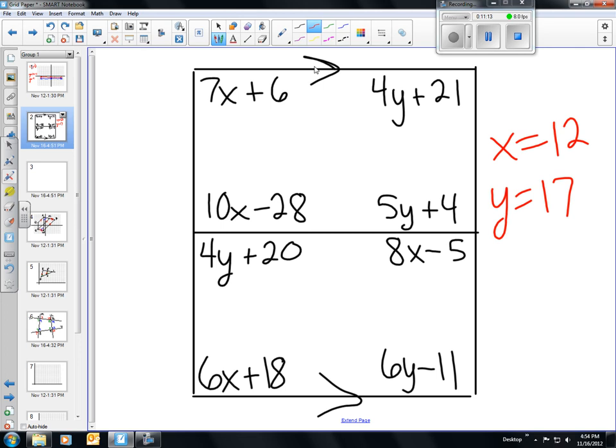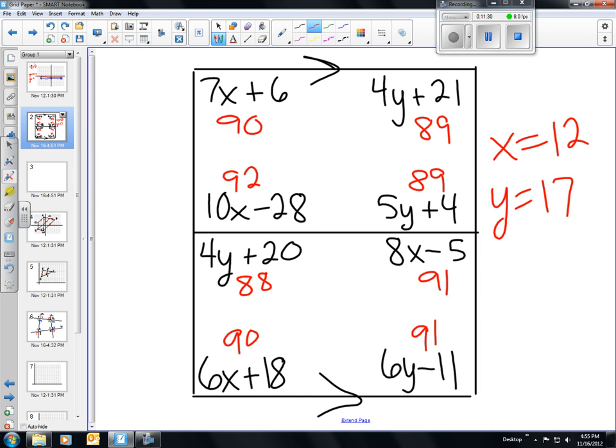So when you go through that diagram and find all the angle measures, you should get that this here is 89 degrees. This is also 89 degrees. 91, 91. You're going to get 88 here. You're going to get 90 here. 92 here, and then 90. So those are all the angle measures.